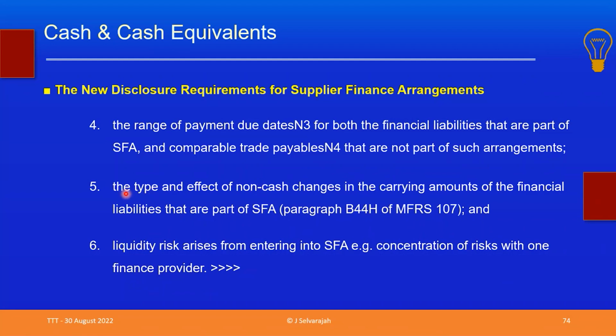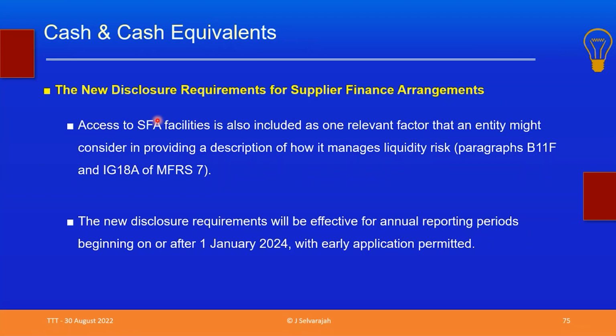The range of payment dates for both the financial liabilities that are part of the supplier finance and comparable trade payables that are not part of the finance. And the fifth one, the type and the effect of non-cash changes in the carrying amount of the financial liabilities. These are stated in paragraph B44H of the amendment of MFRS 107. And the liquidity risk arising from the SFA, concentration of risk with one finance provider. So here again, the normal risks are stated accordingly. Access to the supplier finance arrangement is also included as one relevant factor that the entity might consider in providing a description of how it manages liquidity risk.